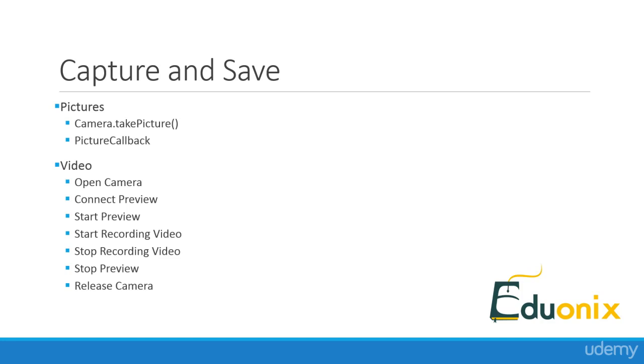Unlike taking pictures with the device camera, capturing video requires a very particular call order. You must follow a specific order of execution to successfully prepare for and capture video with your application. That order consists of opening the camera, connecting the preview, starting the preview, starting recording video, stopping recording video, stopping the preview, and finally releasing the camera.